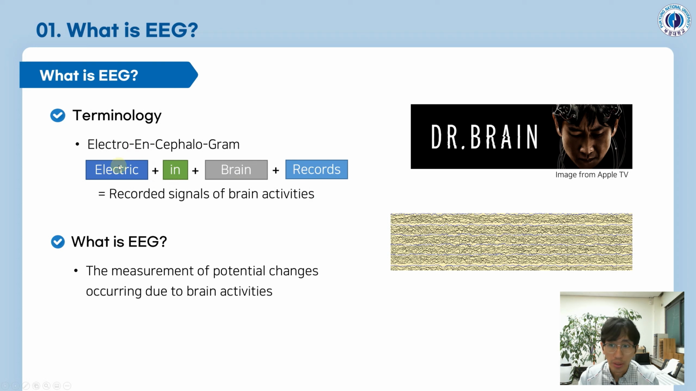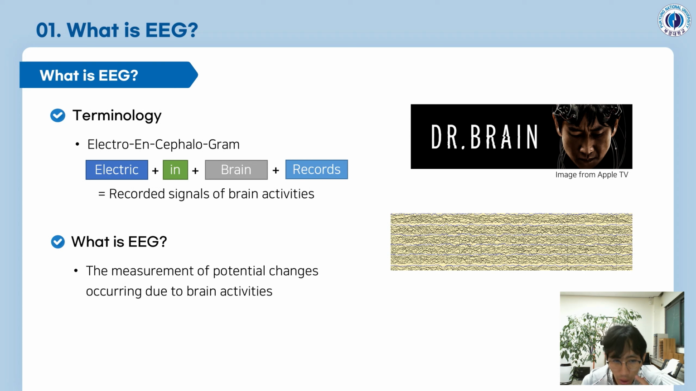First of all, we can see the terminology. This terminology is electroencephalogram. We just shortly say EEG, and this means electro means electric things, and en means in, and cephalo means brain, and gram is our records. So in short, EEG is brain activities. So not just brain activities, but it is a recorded signal of brain activities.